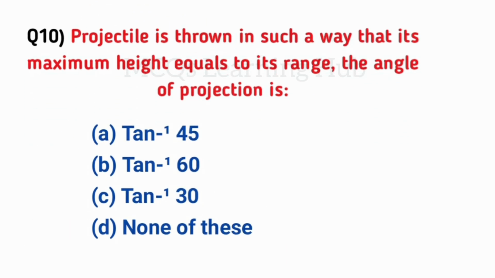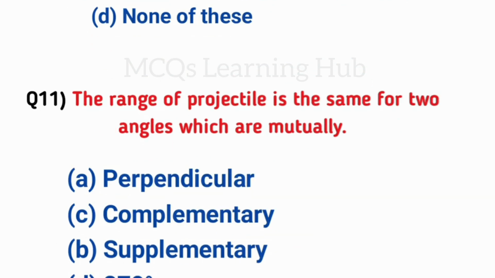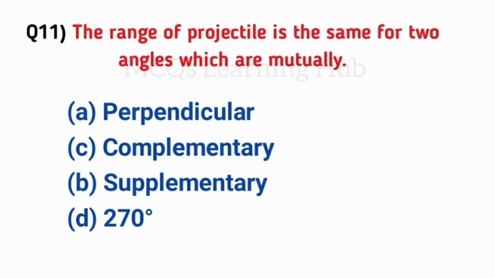Projectile is thrown in such a way that its maximum height equals to its range. The angle of projection is. Option D is correct. The range of projectile is the same for two angles which are mutually. Option C is correct.